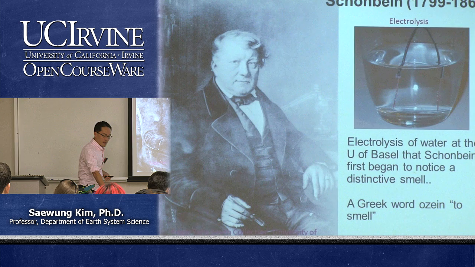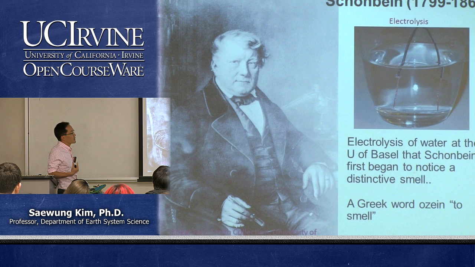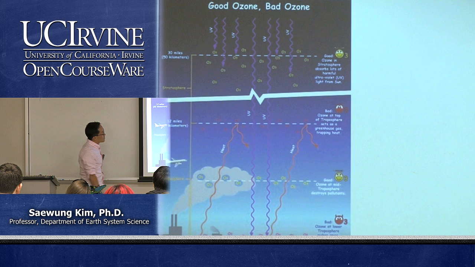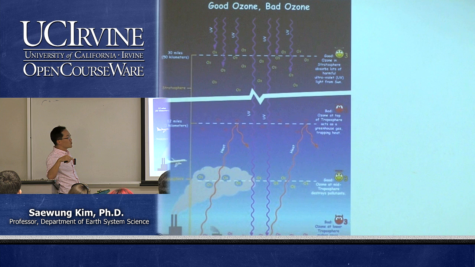So today and next lecture, we'll talk about ozone. During the first class, I introduced this chemist who first found ozone by doing electrolysis of water. He smelled something and called it ozone, from the Greek word for to smell. Basically, once ozone concentration gets high, you can smell it. I talked about how there are two kinds of ozone in the atmosphere. One is the ozone on top, in the stratosphere. That's good ozone because it absorbs UV energy from the sun, so this layer protects us from the harmful UV. But once it's formed on the surface, in the air we breathe, that's the bad thing.